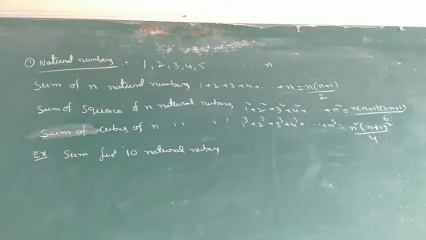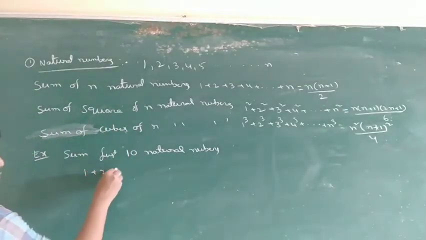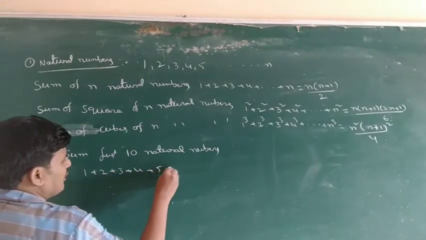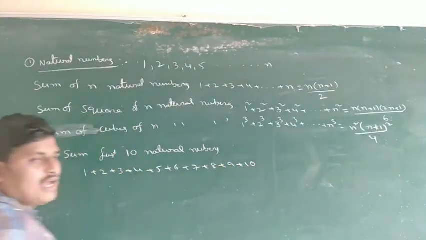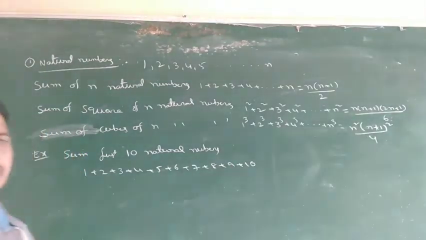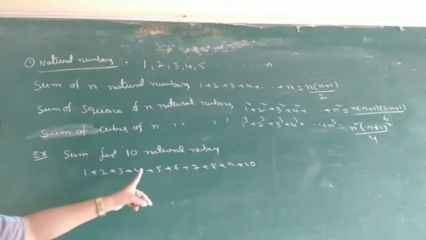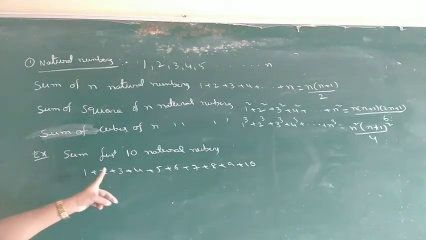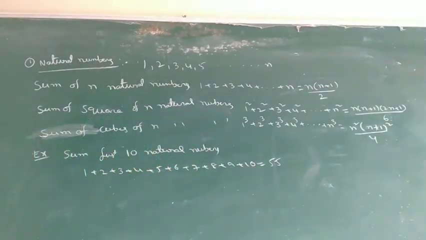Sum of first 10 natural numbers. Actually, sum of first 10 natural numbers means 1 plus 2 plus 3 plus 4 plus 5 plus 6 plus 7 plus 8 plus 9 plus 10. Adding, this is the normal procedure. 10 plus 9, 19, 19 plus 8, 27, 34, 40, 45, 49, 52, 54, 55. This is the 55. This is the normal method.